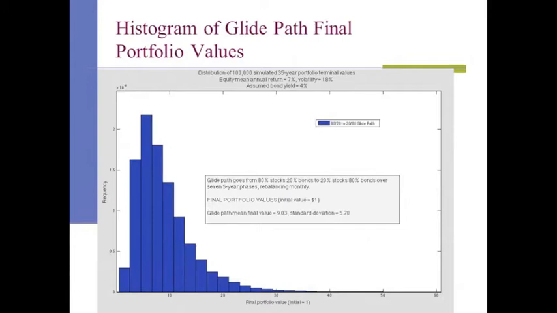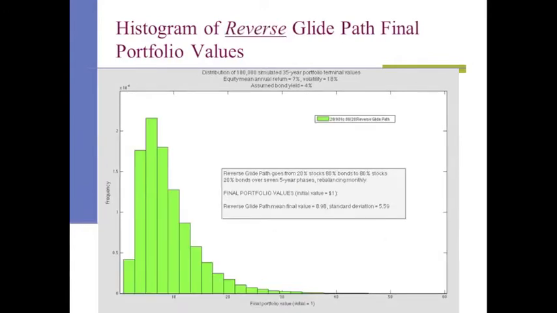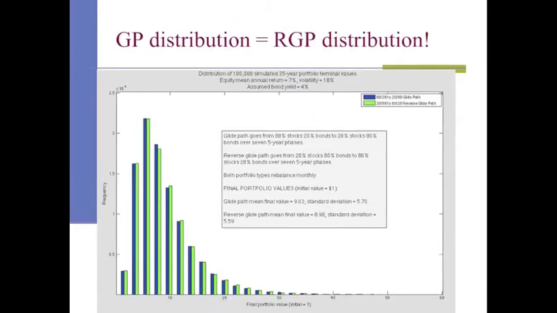Now I'm going to show you what it looks like. Now, the only obvious difference is this one's in green. The other one was in blue. But superficially, they look awfully alike, don't they? Even though this is the absolute converse of the original glide path. So let me overlay them to see just how the same they are. So now in blue is the glide path, and green is the reverse glide path.